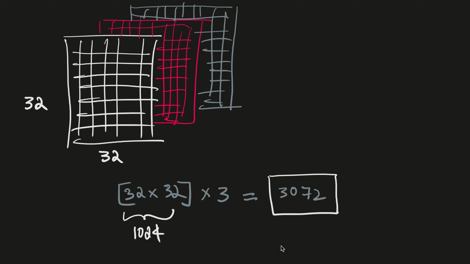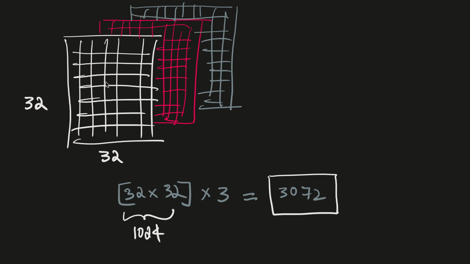Suppose you have an RGB image. An RGB image would consist of three frames: red, green, and blue. What we're seeing here is an RGB image of size 32 by 32, and the three frames that you see each correspond to red, green, and blue, respectively.